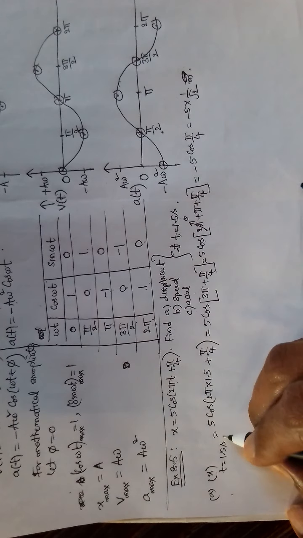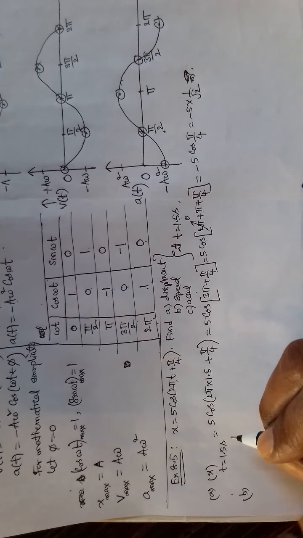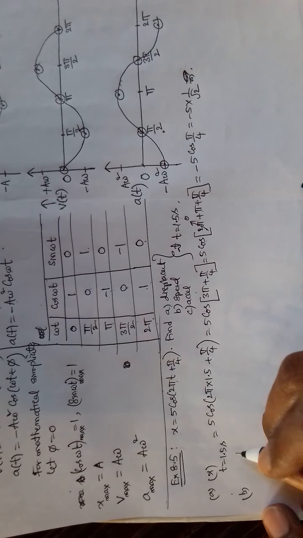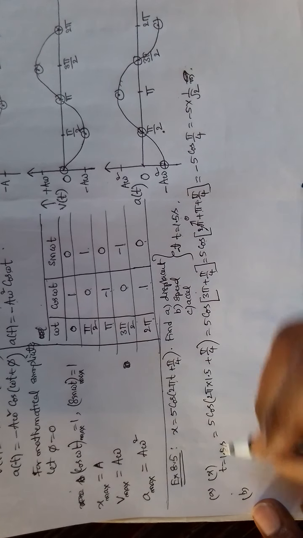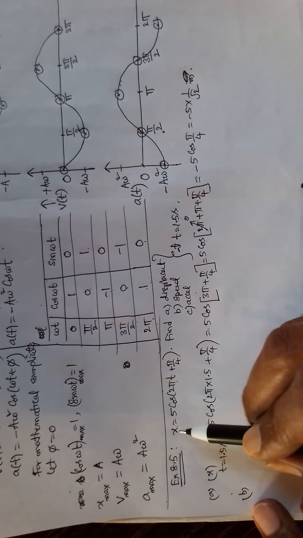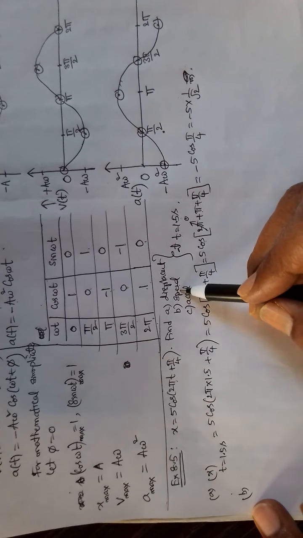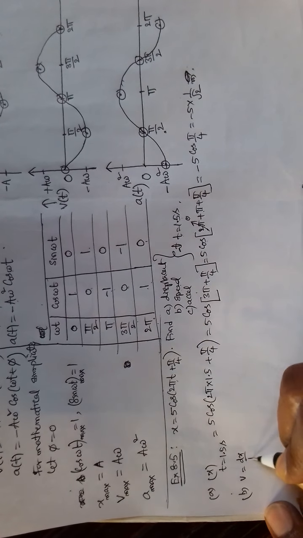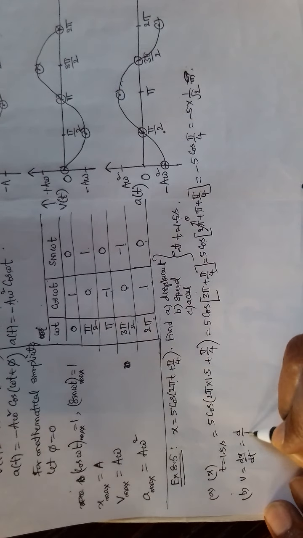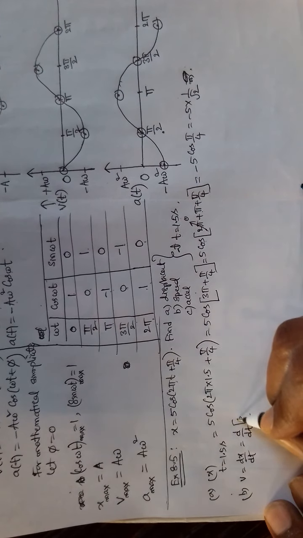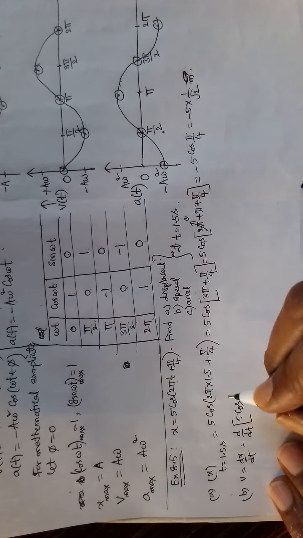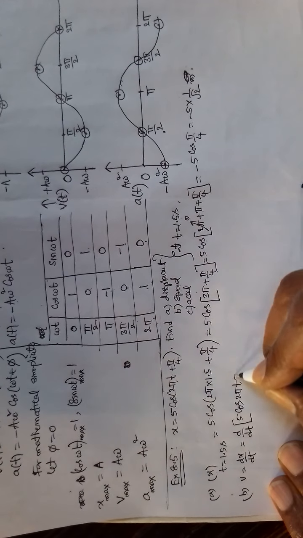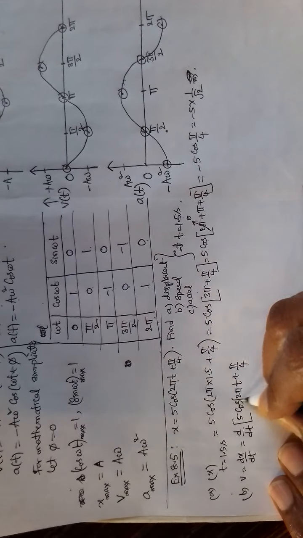Now B, speed. See, first we want the expression. By differentiating displacement, we get speed. Therefore, V is equal to dx by dt, which is 5 cos (2 pi t plus pi by 4) differentiated.